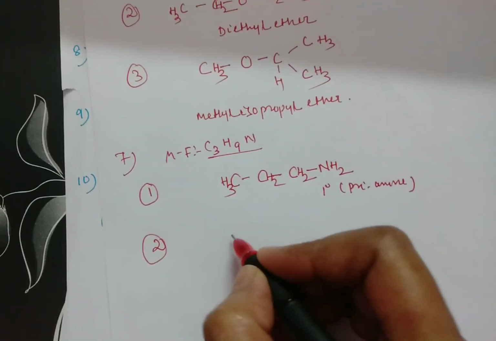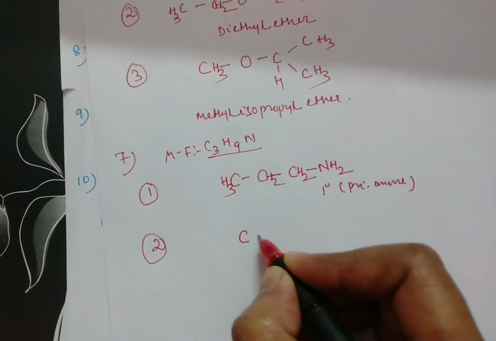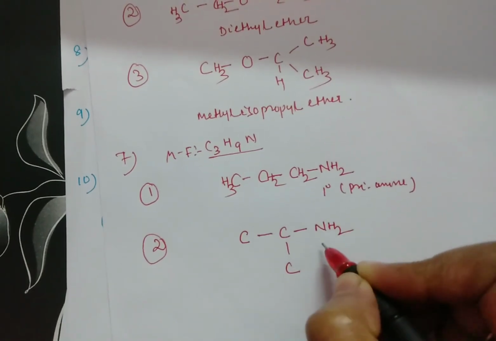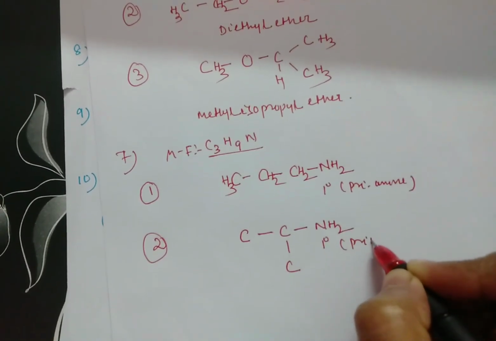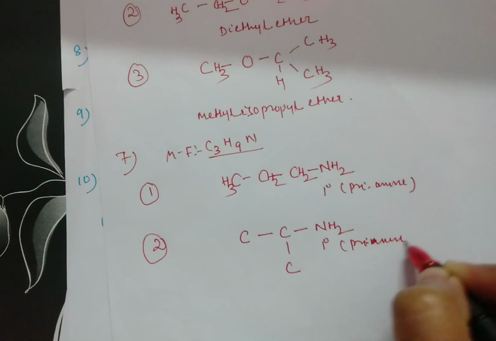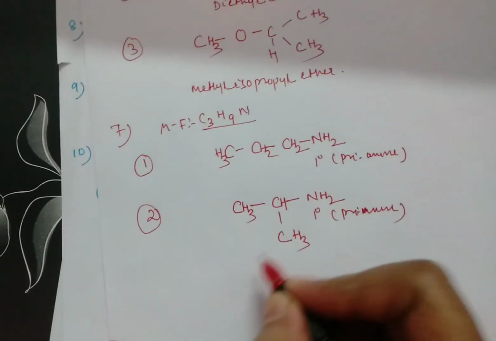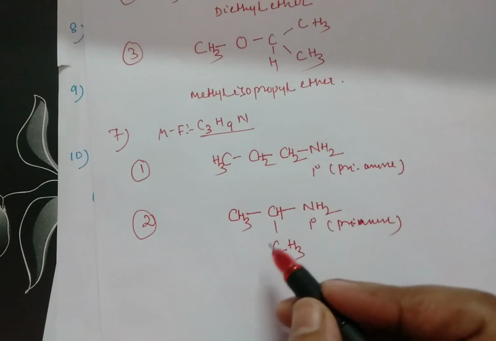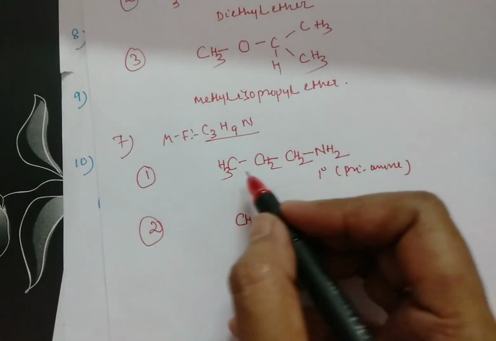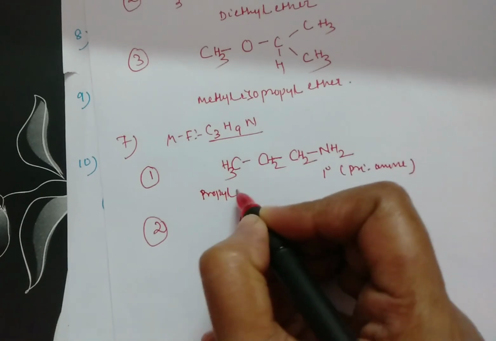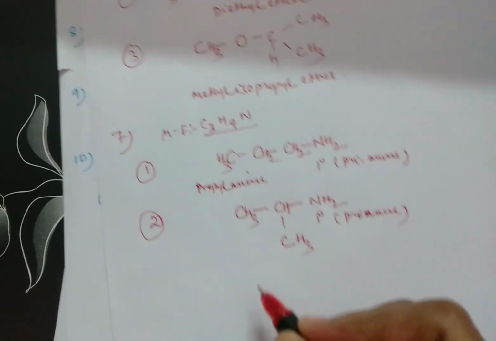Another primary amine is also possible if I write the compound like this, CC, okay, with NH2. This is also 1 degree, a primary amine. It satisfies this: CH3, CH, CH3. This is your isopropyl amine, but it is a primary amine. The first compound is your n-propyl amine.